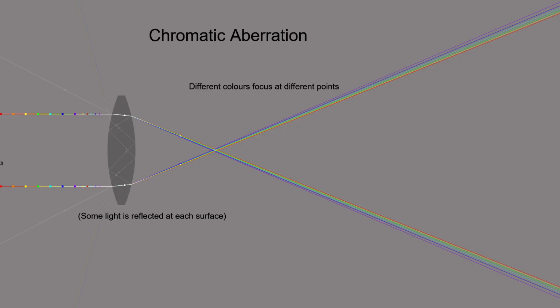Now, the same thing happens when light passes through a lens. We can see that simulated here. Different colors of light focus at slightly different points. We call this chromatic aberration. Modern lenses mostly eliminate chromatic aberration, but you can usually see it on the edges of highlight areas, more on some cheaper lenses than on others.